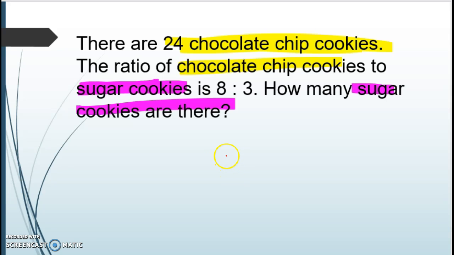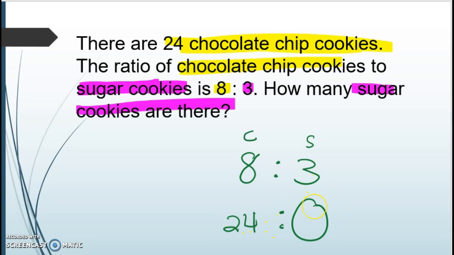All right, so we know that the ratio of chocolate chip cookies to sugar cookies is 8 to 3. So I'm going to go ahead and write that down here. Our ratio is 8 chocolate to 3 sugar cookies. Okay. Now we ask ourselves, we know something. We know that there are 24 chocolate chip cookies. So we're going to try to figure out how many sugar cookies there have to be. There's a couple of different ways to go about this, but I think the easiest way is to look at how we got from 8 to 24.